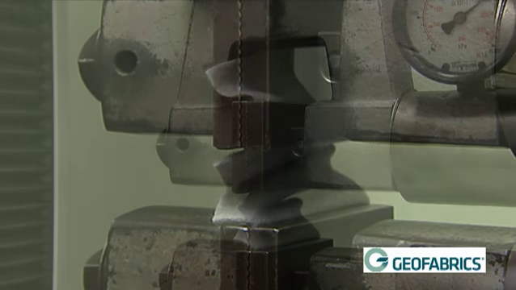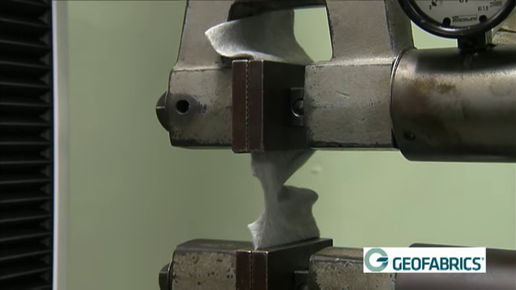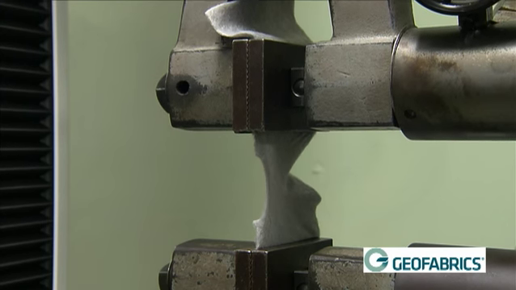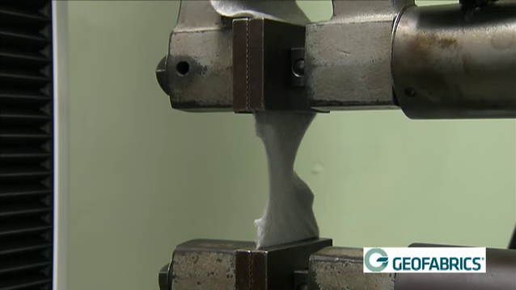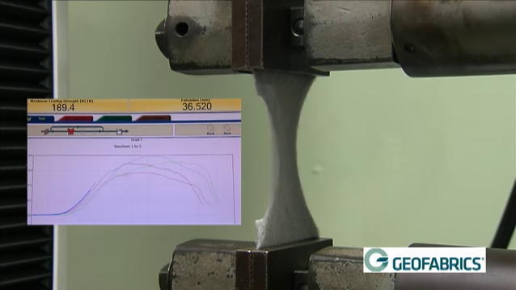The test is started and the jaws will move apart from each other at an extension rate of 300 mm per minute until the sample ruptures. The maximum tearing strength is recorded to the nearest 10 newtons.